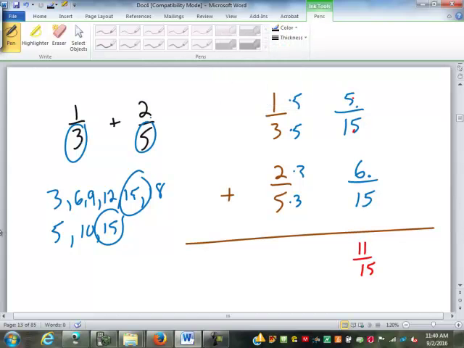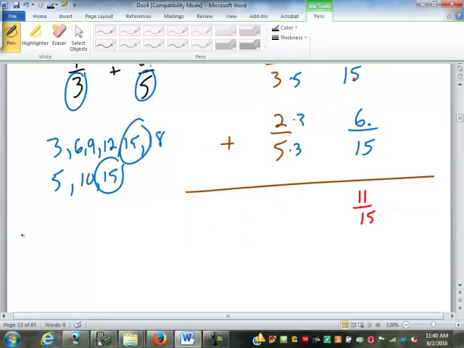I'm not going to spend any more time with simple fraction addition. I'm going to jump up to mixed numbers.